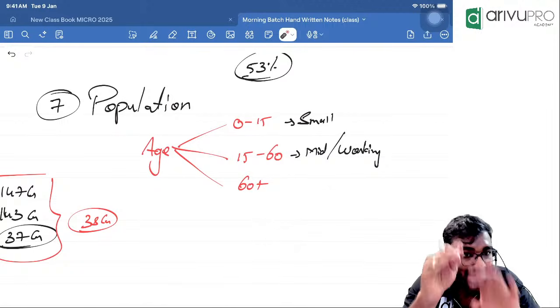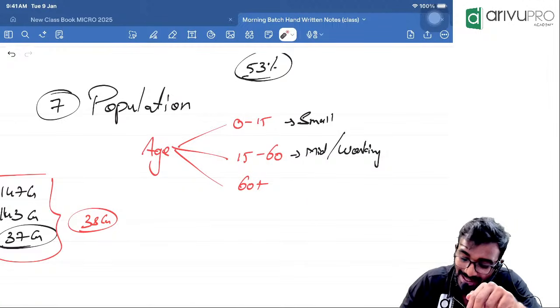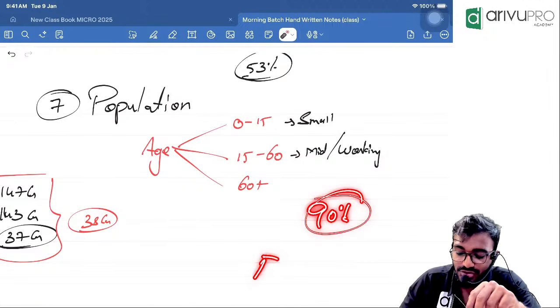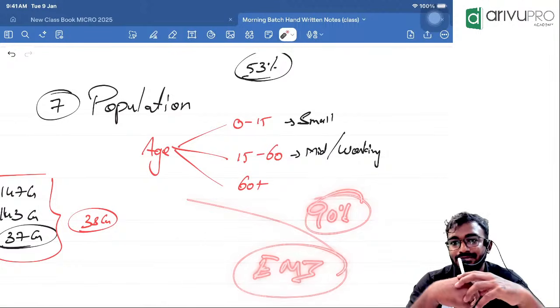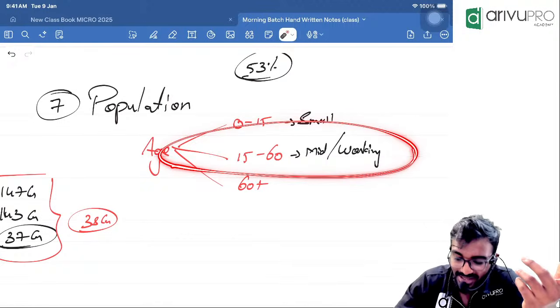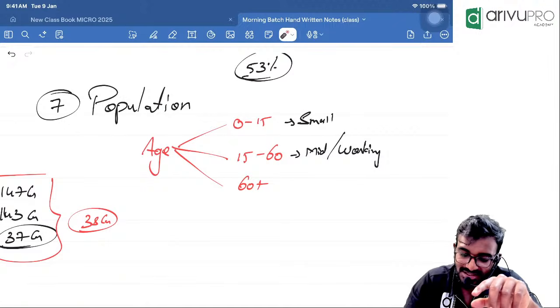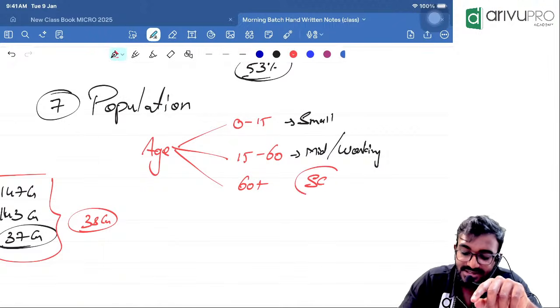Highest sales of Apple are happening in tier 3 places, and not just that. Even today, 90% of Apple products are sold through EMI. 90% are sold through EMI. All credit goes to which segment of the population? Middle segment of the population. And the last one, 60 plus, they are called senior citizens.